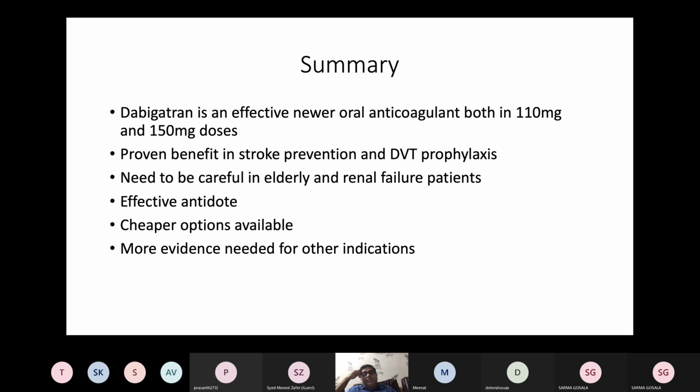Of late, all these days, we were worrying whether we have an effective antidote for these patients, but now we have an effective antidote in the form of Praxbind, which is available even in our country, and we can use it when it's required. Also, of late, a lot of companies have come out with cheaper generic options. I'm not sure about the efficacy, but definitely the cost has come down, so our chance of using it has become wider. We need more evidence for other indications like valvular AF, mechanical valves and CVT, for wider use in our practice.